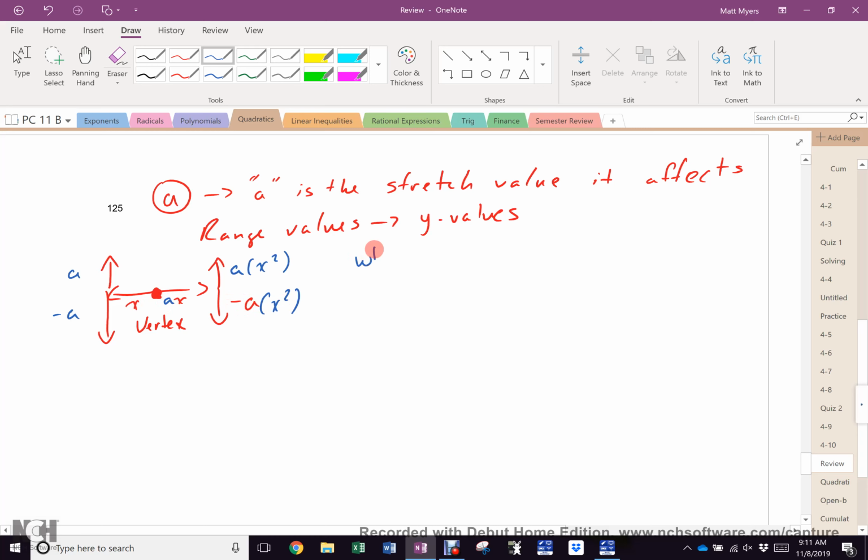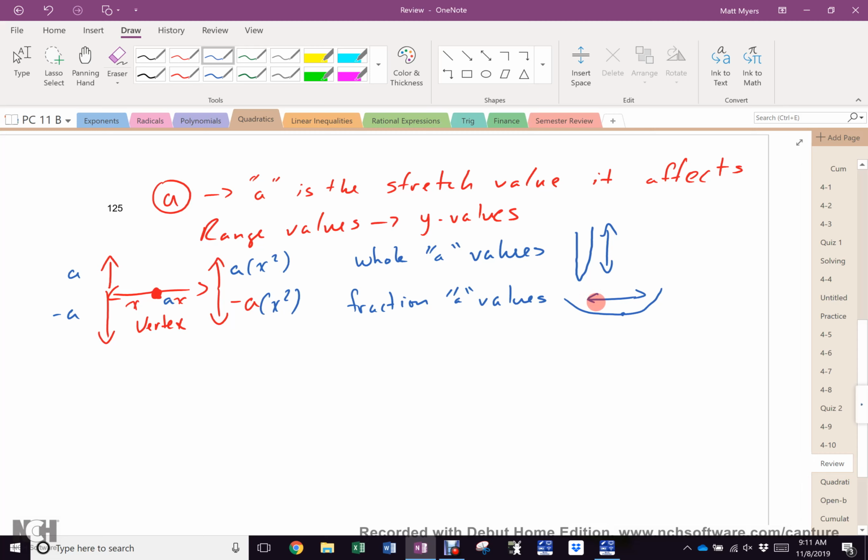Remember, whole number coefficients, whole A values, make this kind of graph. It stretches it this way. Fraction, and of course decimals, fraction A values stretch it this way. Any other questions about A? About what it does? Okay, how do we find it?